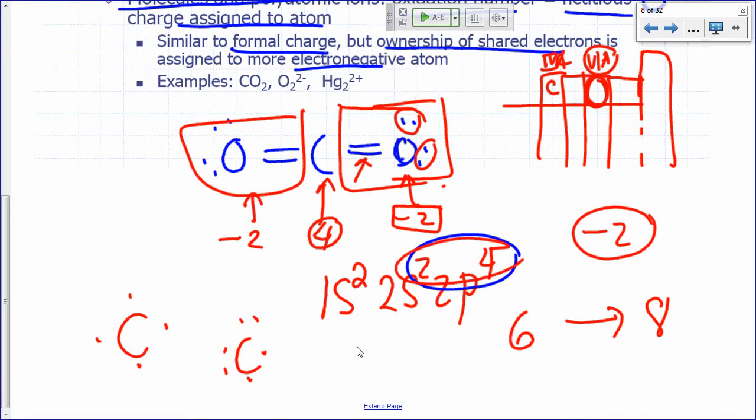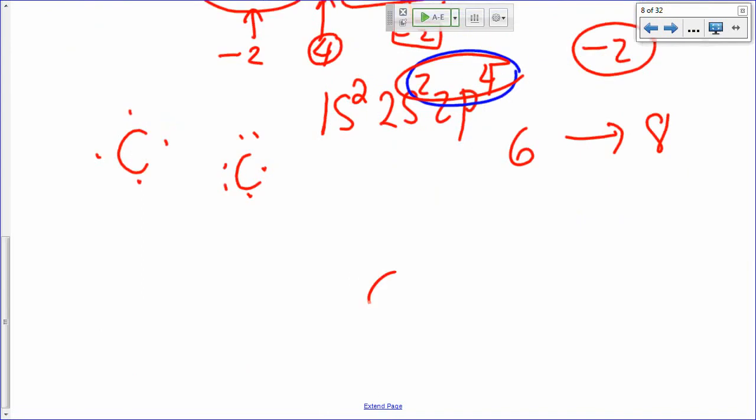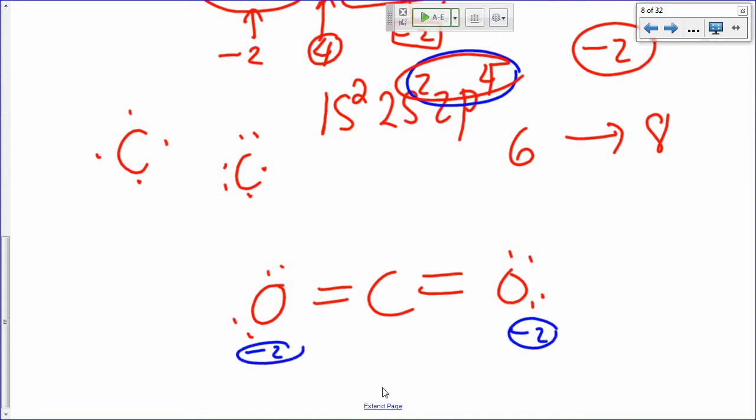2s2, 2p4 would give you 6 electrons. So in carbon dioxide we say that each of the oxygen atoms has an oxidation state of -2. They don't have a charge of -2. Their oxidation state is -2, or their oxidation number is -2. Carbon, we say, has an oxidation number of +4. That +4 is not the charge of carbon. That's a fictitious charge we're assigning to carbon for purposes of keeping track of electrons. So that's called the oxidation state of carbon.